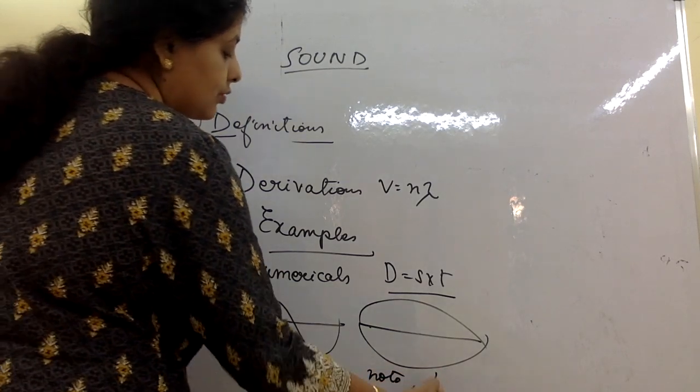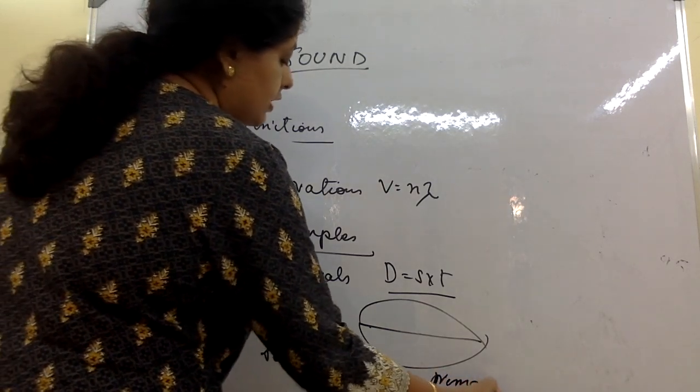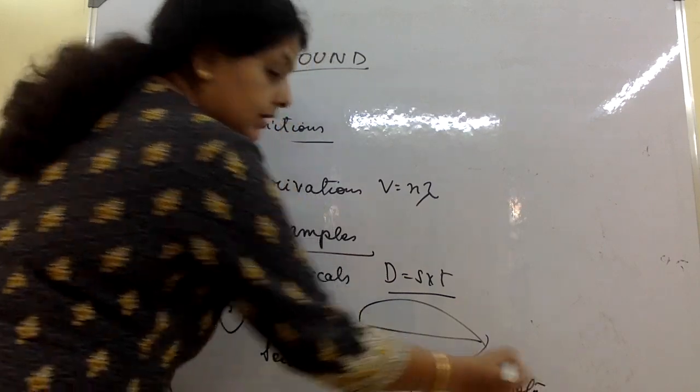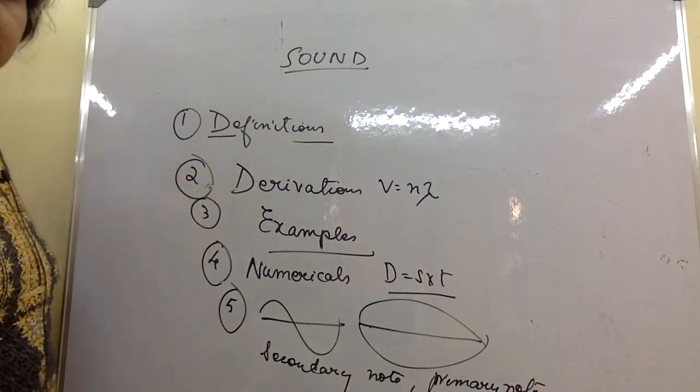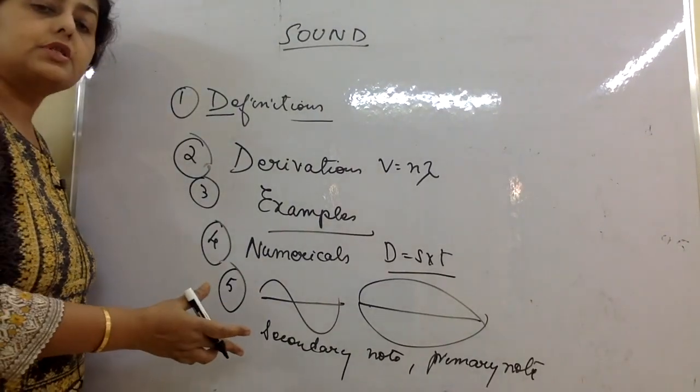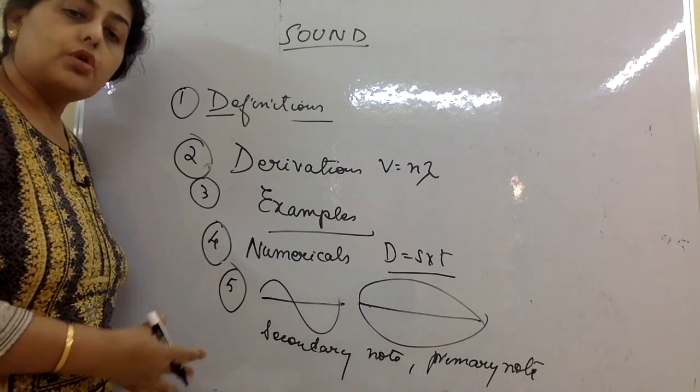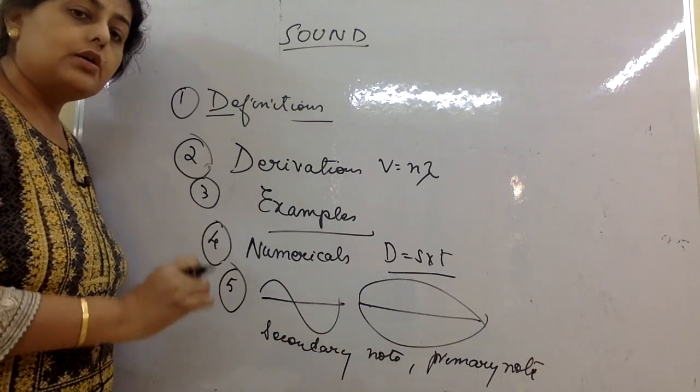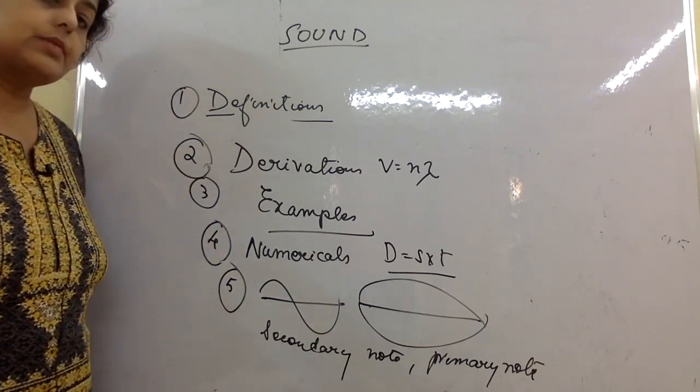frequency of the secondary node and the primary node, you will always find this in the question paper. Always. These are the very first questions you find in the question paper. So always do them. They are very simple. Okay. So these are the sums.